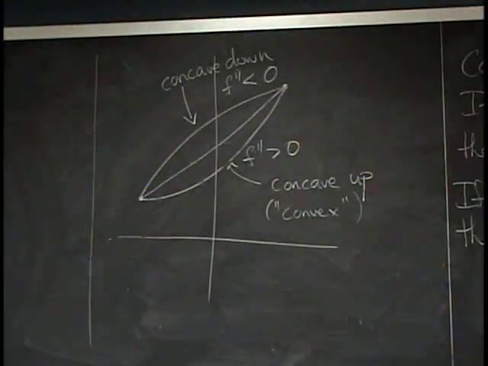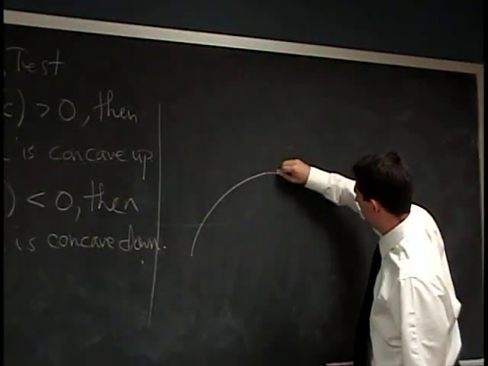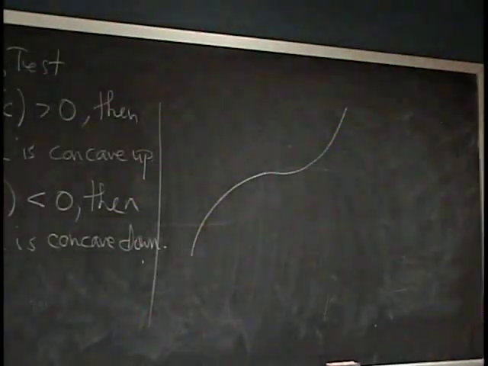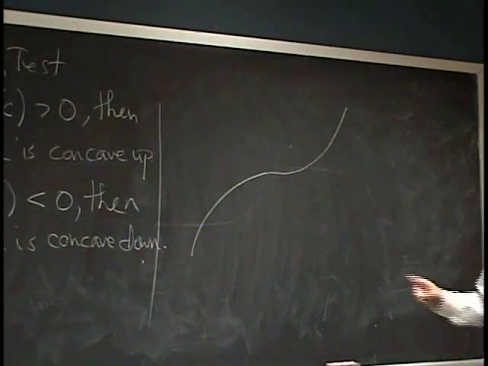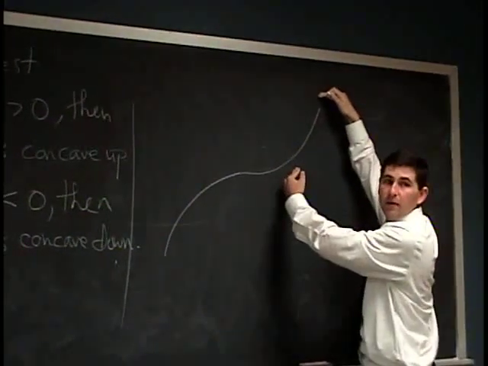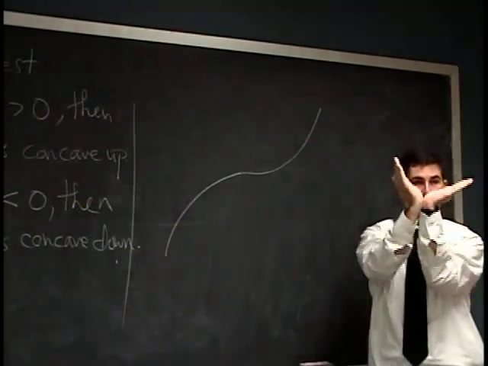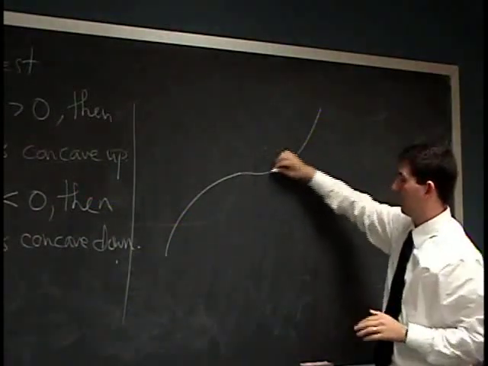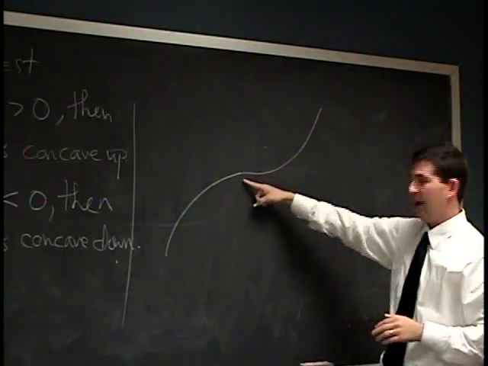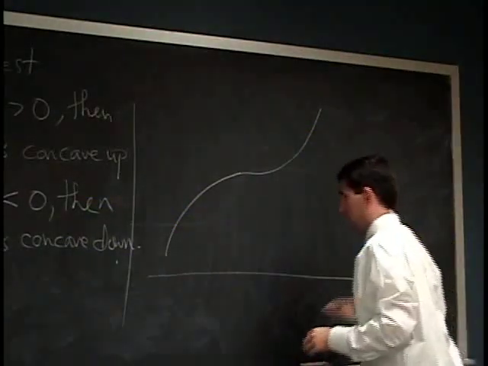Okay. So now we go over here. I have this nice concave down, so my second derivative is negative. And then it turns around. Now, what's my graph over here? Is it concave up or concave down? Concave up. It's like a little bowl. Concave up. Okay. Now, if this is negative second derivative, and it's concave up here, so the second derivative is positive.